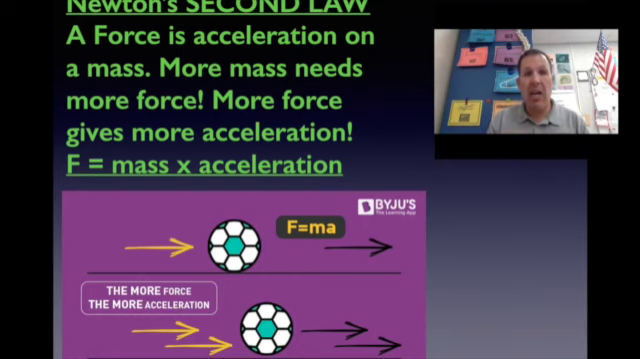Newton's second law is that formula, force equals mass times acceleration. So basically it says a force is an acceleration on a mass. So bigger things that are more massive, they need more force to get them moving.